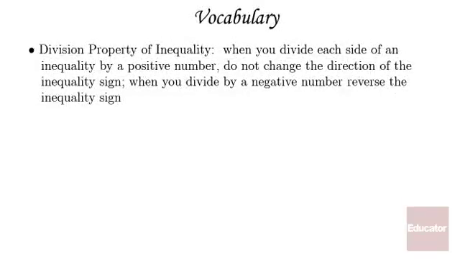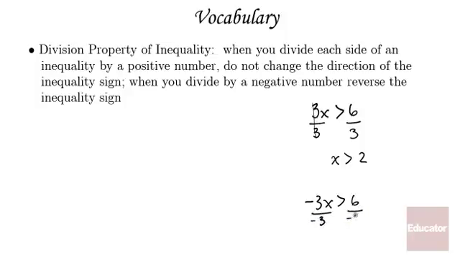Division property of inequality. When you divide each side of an inequality by a positive number, do not change the direction of the inequality sign. However, when you divide by a negative number, you must reverse the inequality sign. Let me show you an example. If we have 3x is greater than 6, and we divide both sides by 3, x is greater than 2. However, if I had negative 3x is greater than 6, and I divide by negative 3, the inequality sign here needs to reverse.